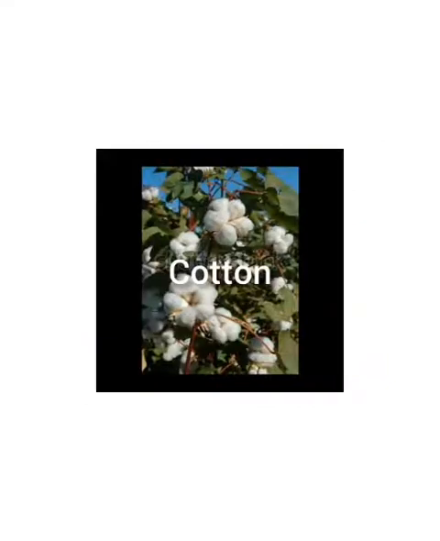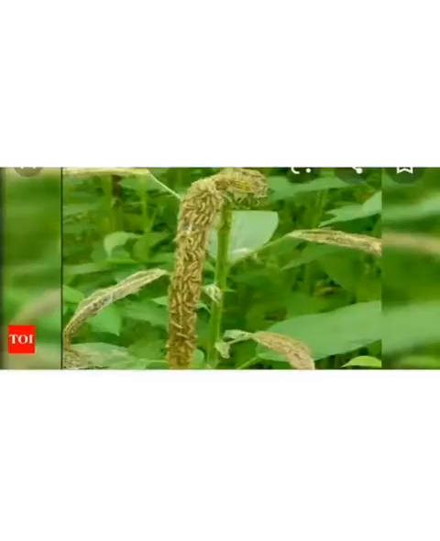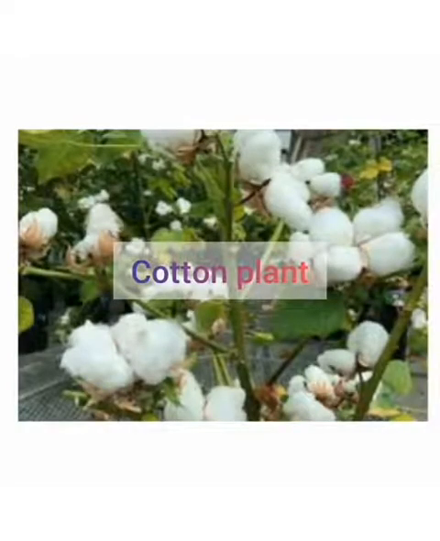Now let us learn about cotton. We get cotton from cotton plant or cotton tree. Have you seen a cotton plant? Yes. We will learn about it now. A cotton plant is a bushy plant of 5 to 6 feet height. Cotton grows well in black soil and alluvial soil.